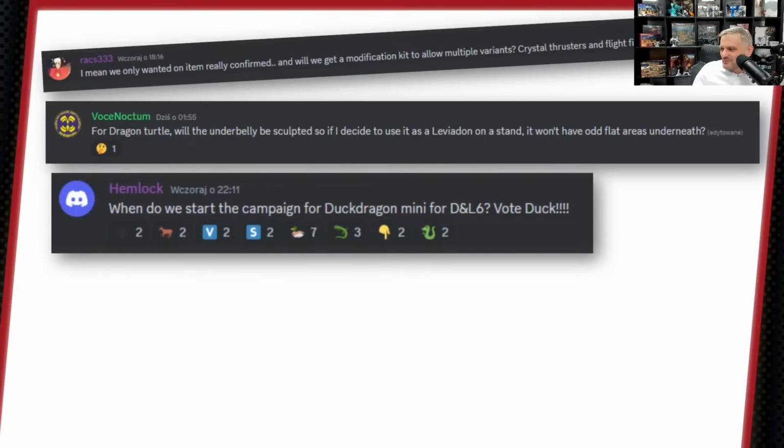When do we start the campaign for Duck Dragon Mini for DL6? Vote quick, vote duck. There's no need for a vote. This Dragon Duck will be available in Dungeon Lasers 6. That's for sure. I will make it happen. I really like the concept, and yeah, I think there's no discussion about it. We need to get that one for the next campaign, right?